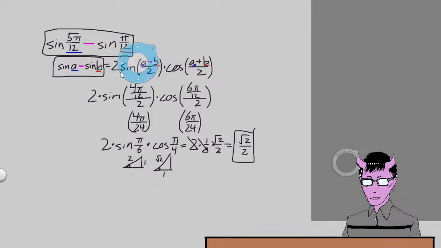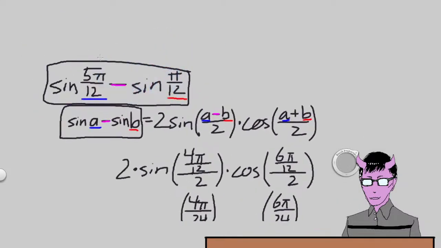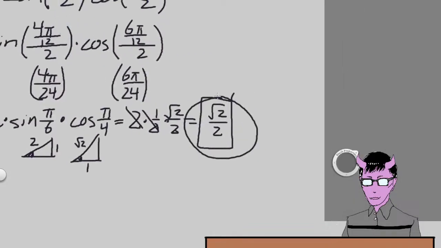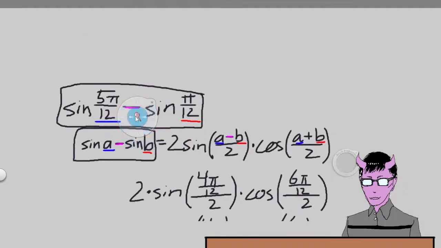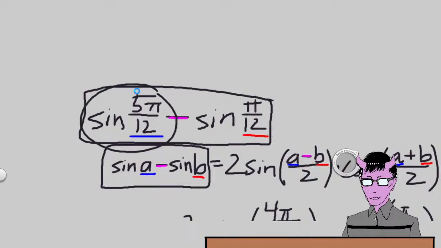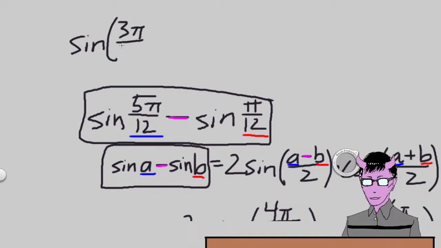And just for fun, VOD watchers, you can skip this. What we can do is check this answer by using the expansion rules for this particular situation. So we're going to split this sine of 5 pi over 12. We're going to split the argument into 3 pi plus 2 pi over 12. So 3 pi over 12, and then plus 2 pi over 12.